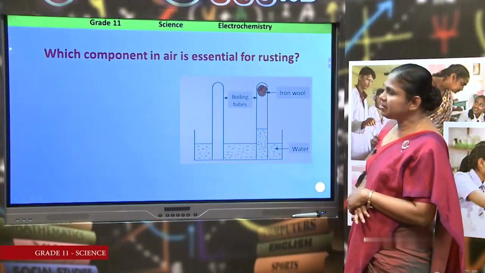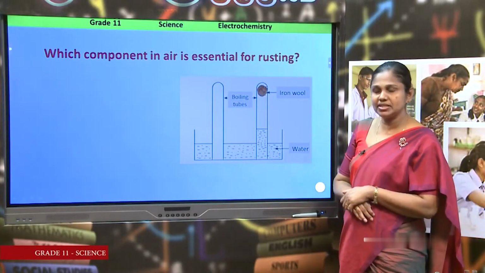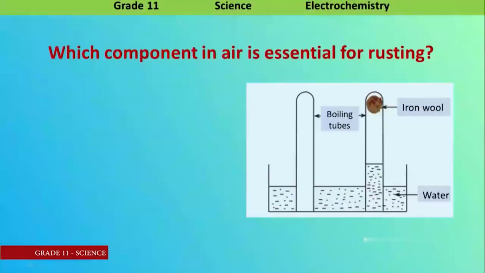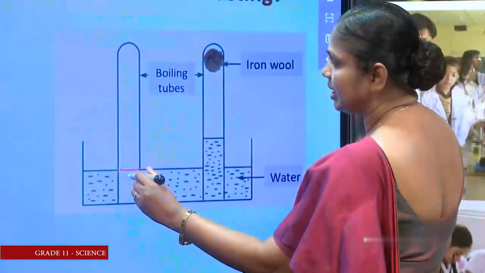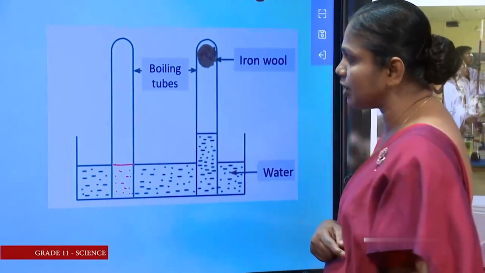This is the activity we do to find out which component in air is needed for rusting. Right, children, now you can see 2 test tubes inverted in a trough of water. Here in this test tube also water is at this much level.